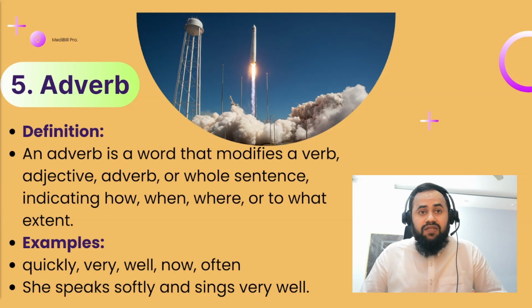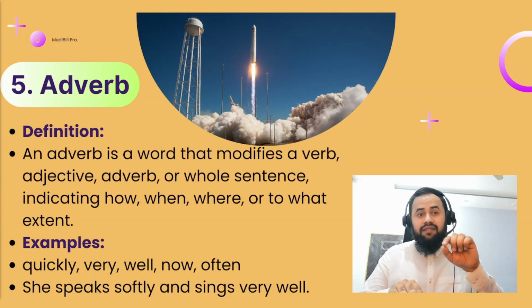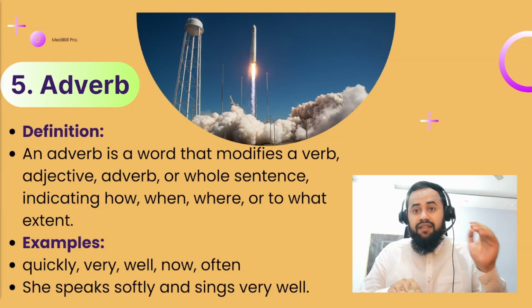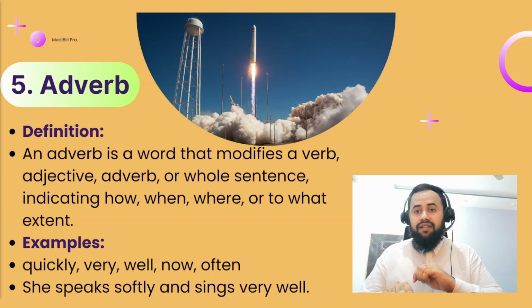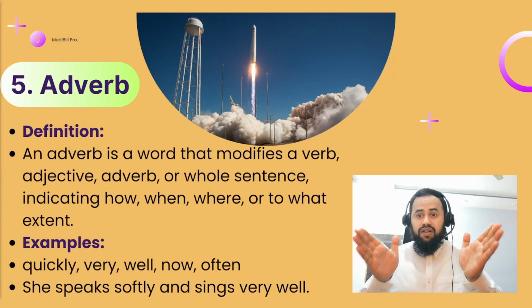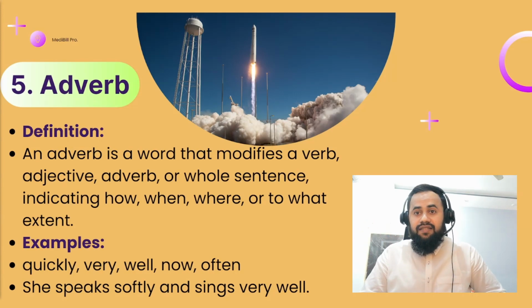She speaks softly and sings very well. Okay, she is a pronoun. Speaks, what is that one? Speaks is a verb, and softly is going to add quality to this kind of sentence. And sings, this is also a verb, very well. Okay, so this is the adverb. So this is what this was all about, the adverb. Let's see what we have next.